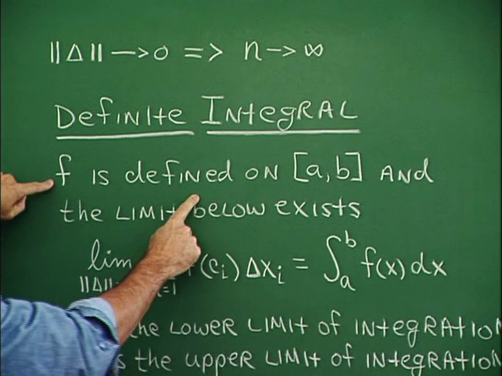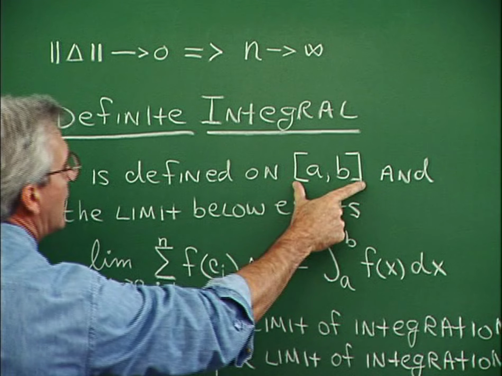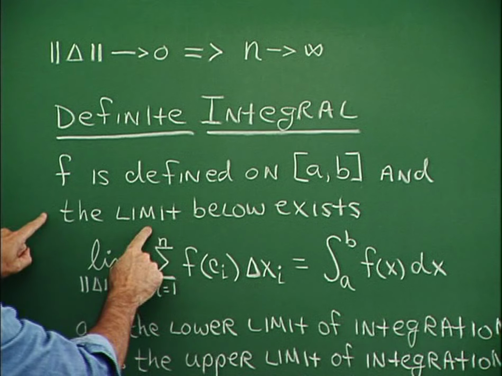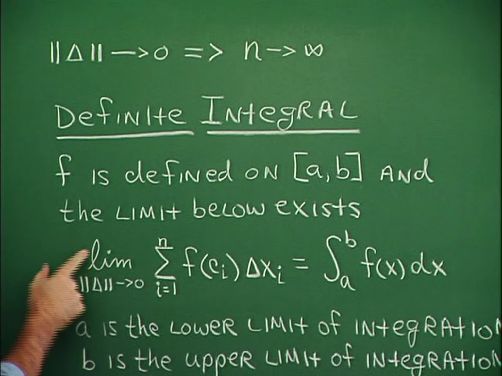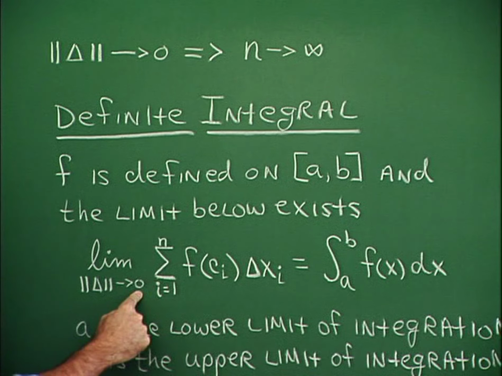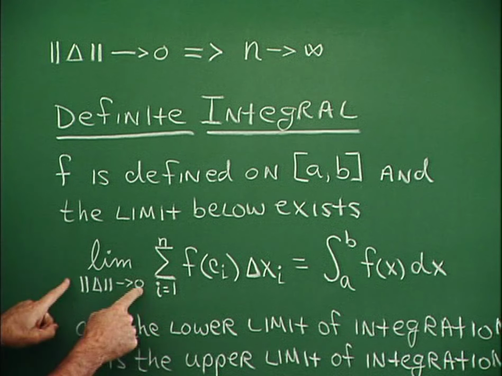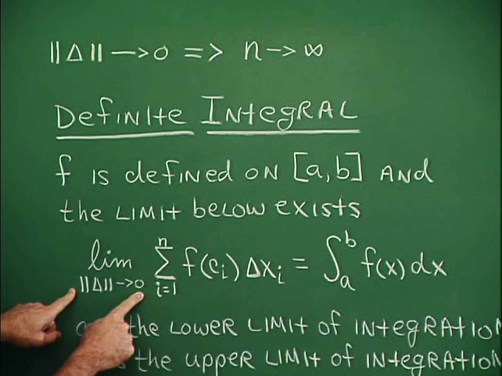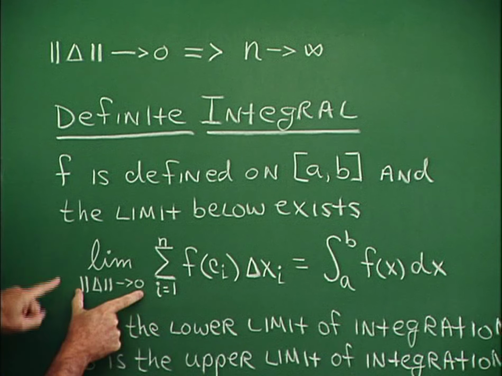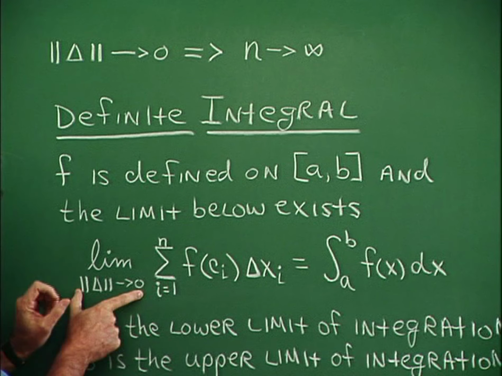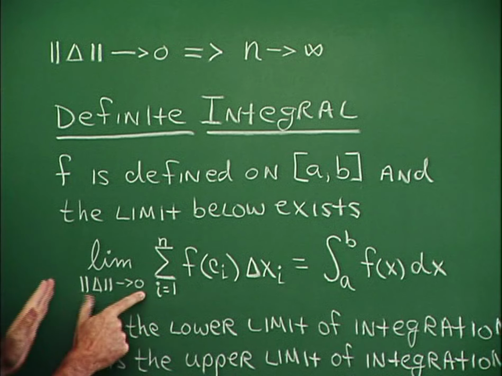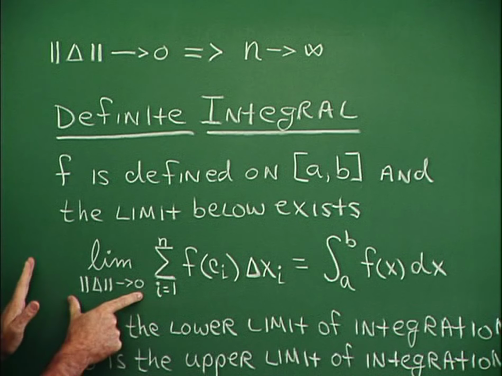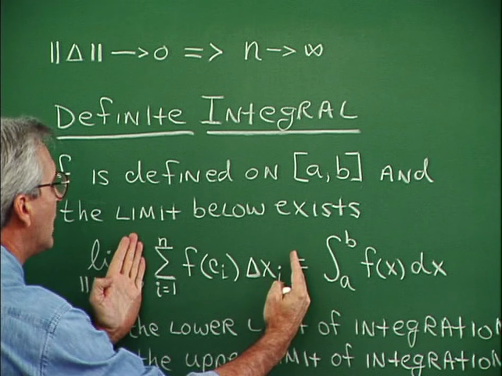F is defined on the interval a to b, and the limit below exists. Okay, that sets us up. The limit as the norm approaches 0. Now, this implies the same thing. This implies that n is approaching infinity. So we might just as well say the limit as n approaches infinity, but this is a general way of beginning the whole idea. Now here's the Riemann sum.